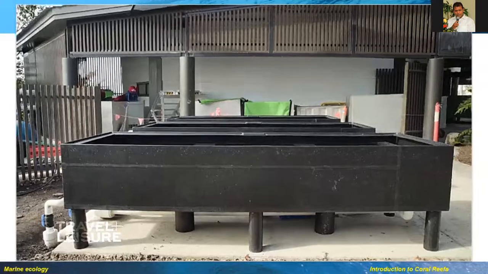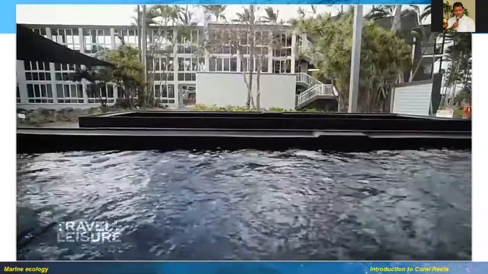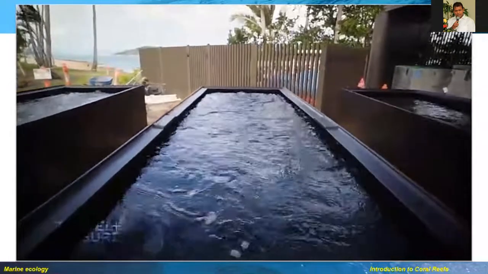The advantage of using the raceways is it's controlled, it's right there, we have it in front of us, and if, God forbid, another cyclone comes along, at least then we have the coral fragments ready to go inside these raceways and the outplanting can be done much faster.